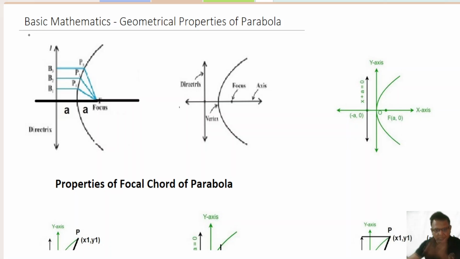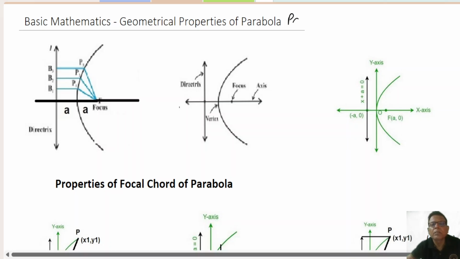Having a strong command over basic mathematics is a prerequisite for desired success in IIT Advanced, JEE and other engineering entrance examinations. Today we'll discuss the geometrical properties of parabola. This is part 1. So what is the parabola?